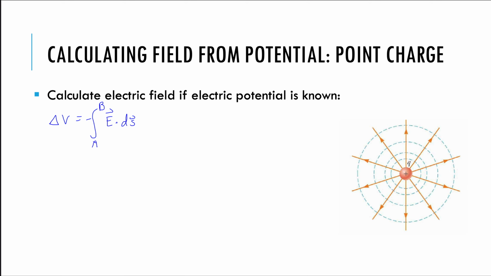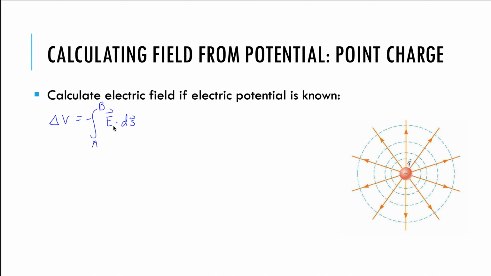So in video 524, we were able to find the potential difference between 2 points A and B if we knew the electric field between those 2 points, and we did the integral of E dot ds. So now we're trying to do the opposite. If we know the potential, how do we find the field?